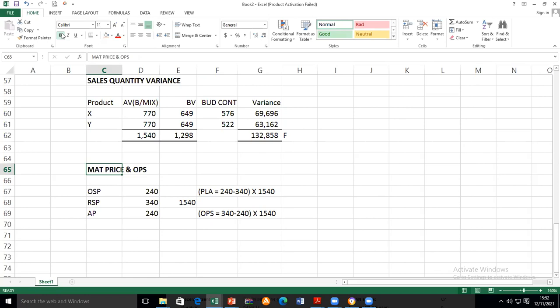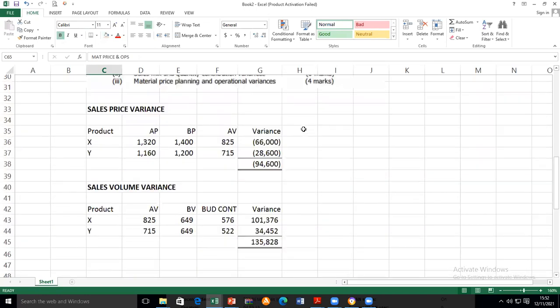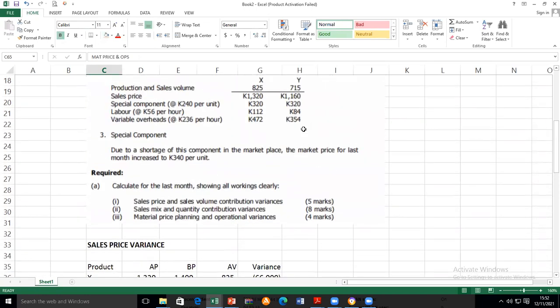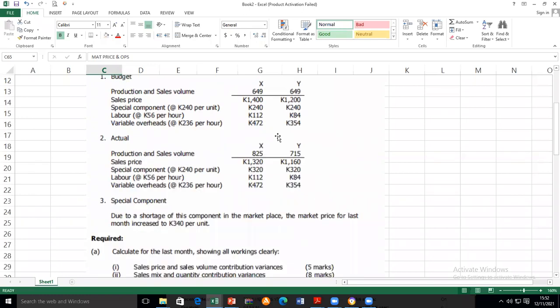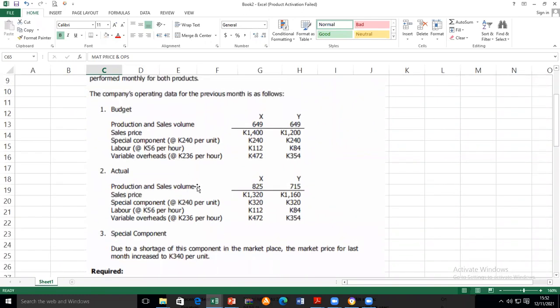What are the answers? There's something interesting here. 240 per... This doesn't look right. Have you seen this? Look here, guys. There was an error here. Have you seen this one here?